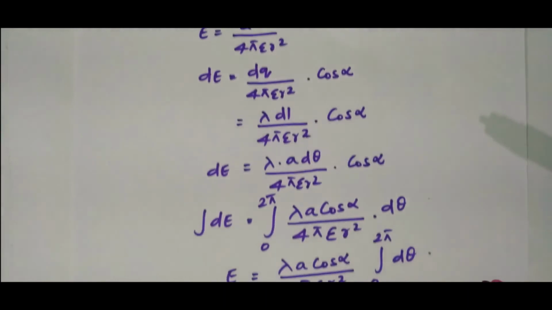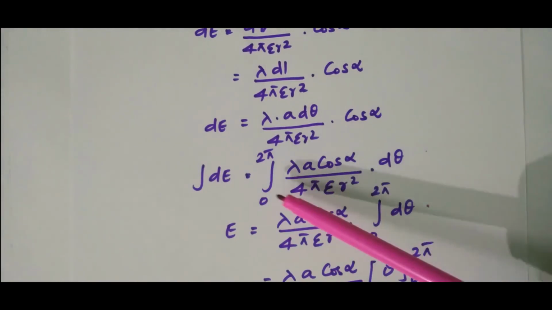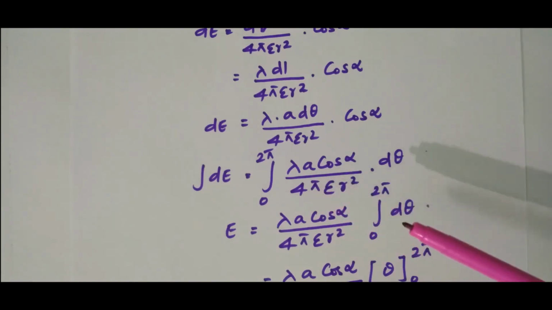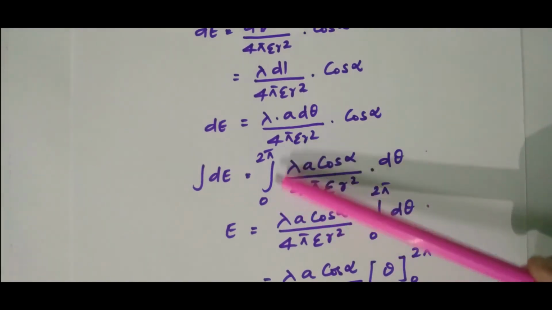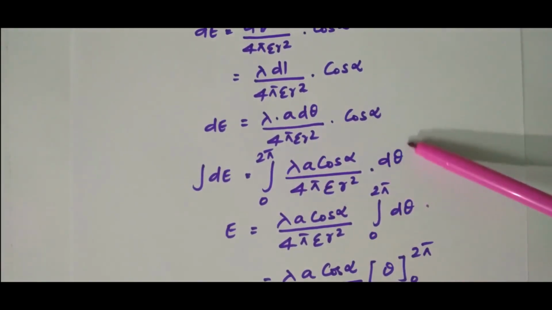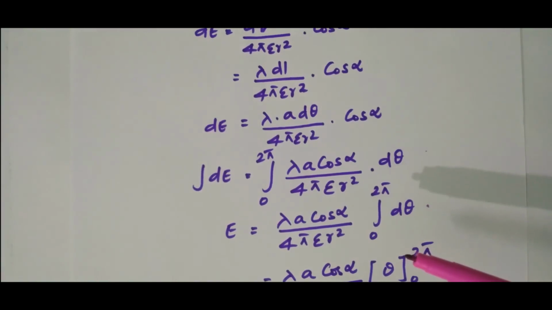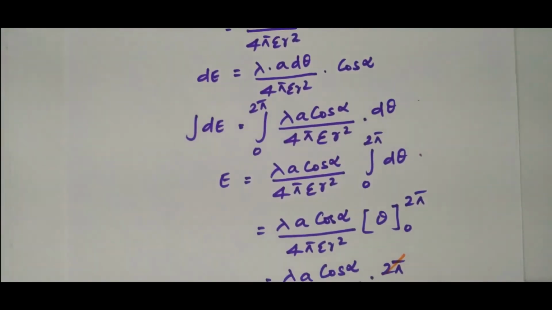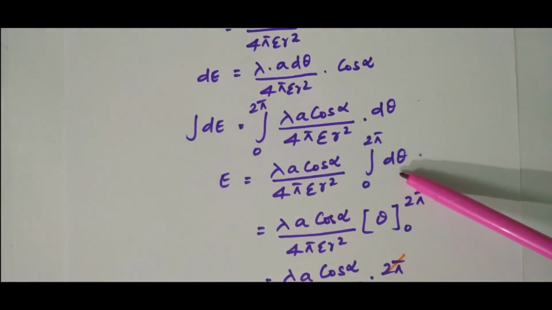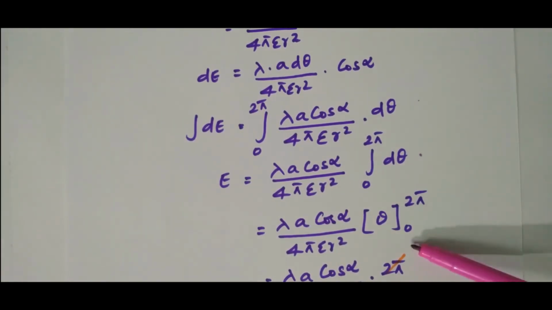By integrating on both sides, we will get the total electric field. So integral dE equals integral lambda a cos alpha d theta divided by 4 pi epsilon R square. What is the limit? 0 to 2 pi, that is 360 degrees. Theta varies from 0 to 360 degrees because it is a ring. In this, lambda a cos alpha divided by 4 pi epsilon R square is constant, and only d theta remains. So the integral of d theta is theta, and we substitute the limits 0 to 2 pi.